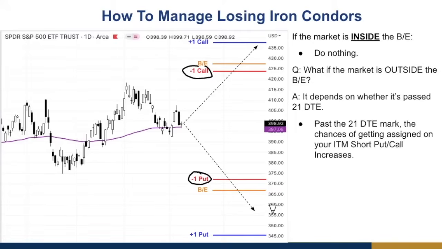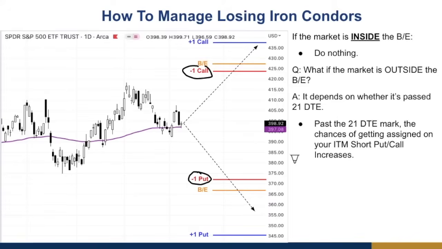And also, as it gets closer and closer to the expiration date, remember at expiration all options lose their extrinsic value, right? Extrinsic value goes to zero. So as you get closer and closer to the expiration date, you're also going to lose a lot of your extrinsic value, because that's when theta decay rapidly increases to decay the value of the options, right? So when you're past the 21 days to expiration mark, this is where your chances of getting assigned are going to be higher. But if it is above the 21 days to expiration mark, then guess what?